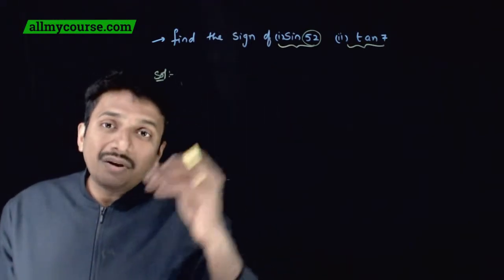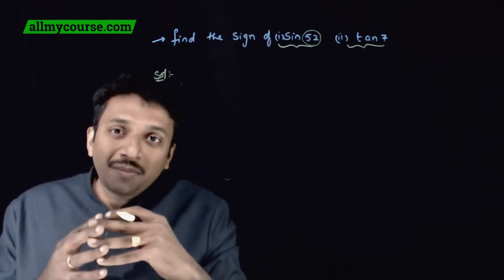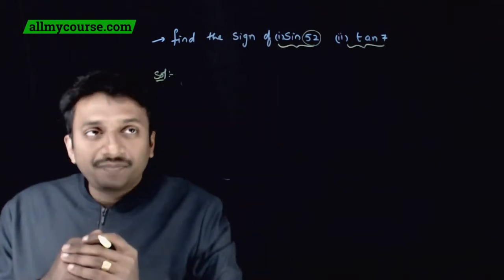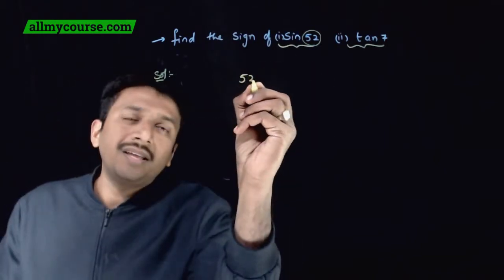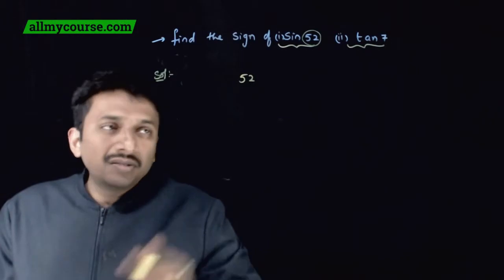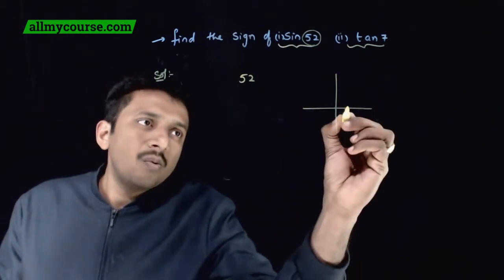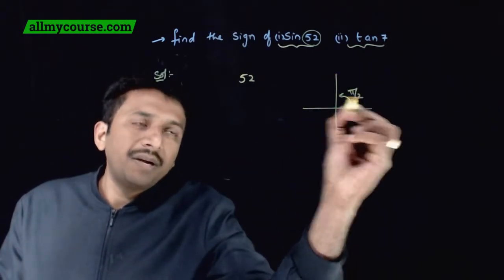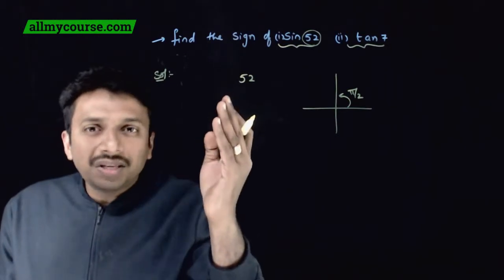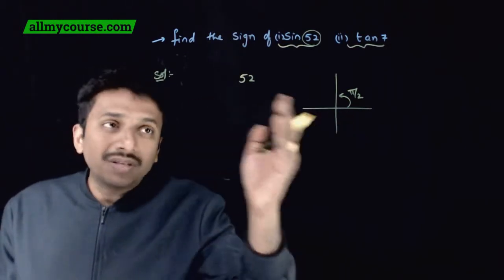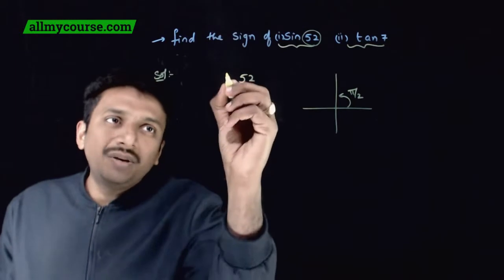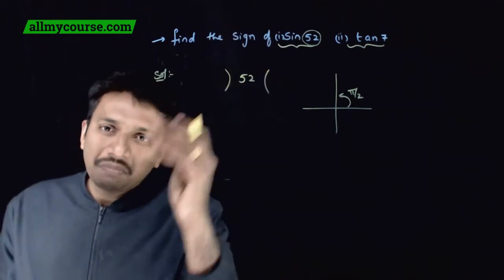So to find the sign of the trigonometric ratio, we just need to determine which quadrant 52 lies in, the quadrant that 52 radians lies in. We know that one right angle is pi by 2 radians. So we just need to see how many pi by 2s are there in 52. That means I just need to divide 52 by pi by 2.